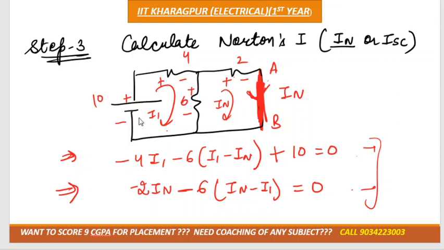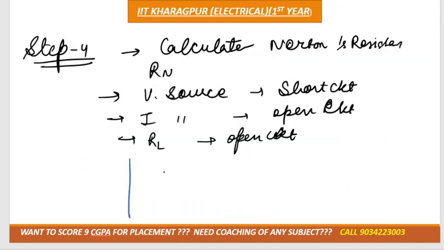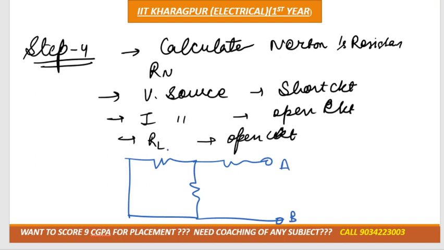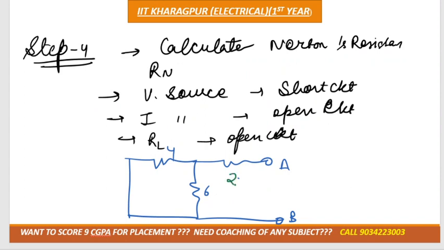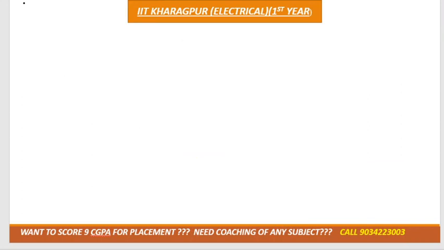Now in this case the voltage source must be short circuit, so the diagram would be like this. This one is A, 4, 6. Now you know 4 and 6 are connected in parallel. 4 parallel 6 plus 2, that is RN. Okay, clear? Now next, the last and final step, calculate current.